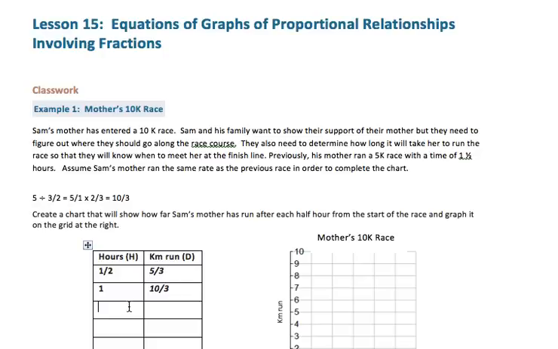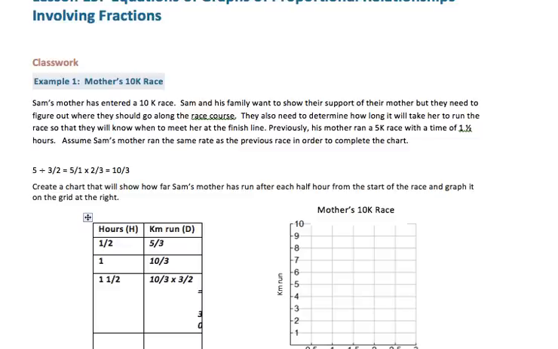Continuing with the same rate at 1½ hours, she would be at 10/3 times 1½, which will convert into an improper fraction as well. 3/2, and that's 30/6, which simplifies to 5.